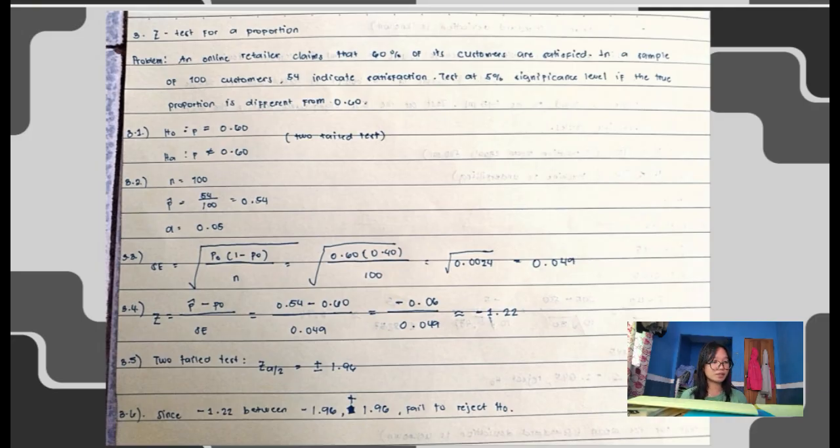So the next step you have to do is calculate the z statistic. We already did this in the past activity, so you should just follow the formula. And our z statistic is negative 1.22. So the next one is critical values. We have to identify our critical value.